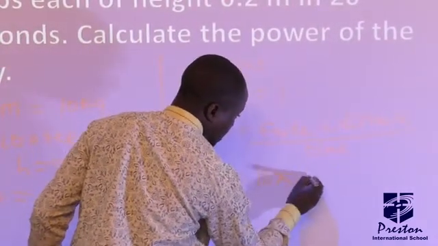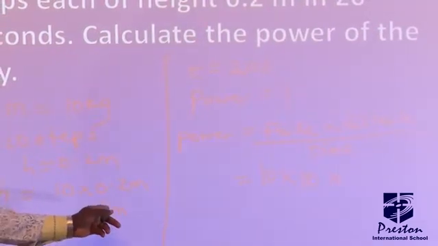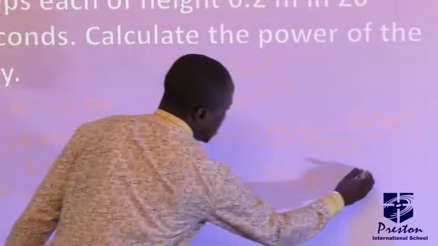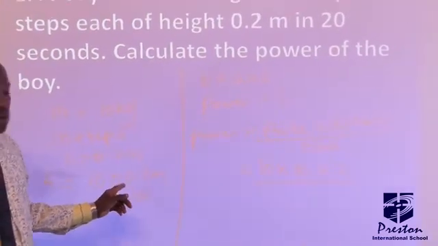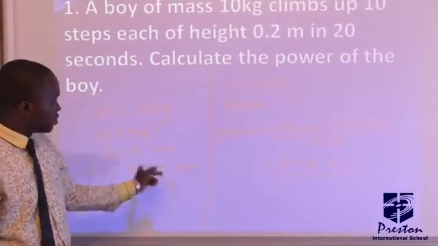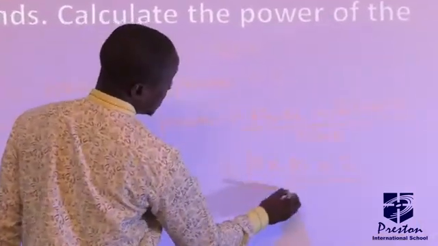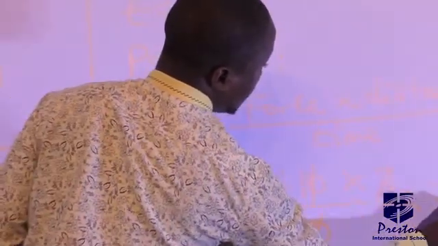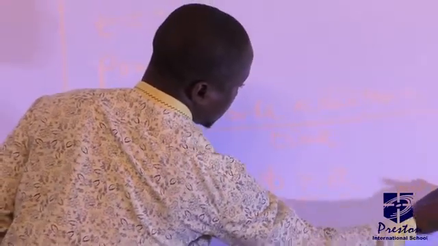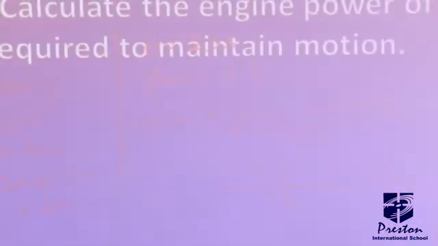So times 10. Then the distance covered, which is now the height of the steps you climbed, is 2 meters. Don't forget, I told you not to use 0.2 meter for your height, because it's climbing 10 steps, so you multiply. That's what we did here. Divided by the time taken, which is 20 seconds. By the time you divide, you are going to have 10. The unit of power is watts, so 10 watts is the power.